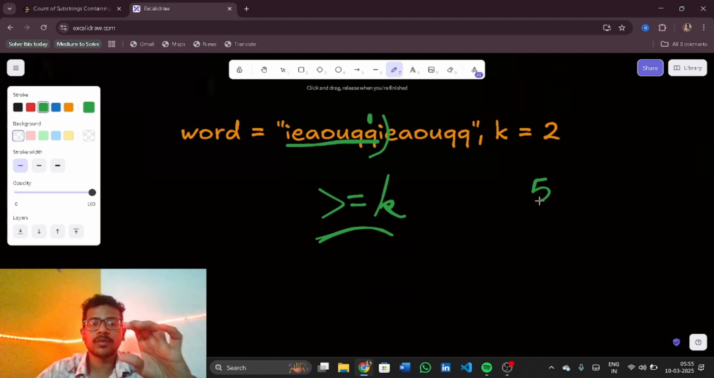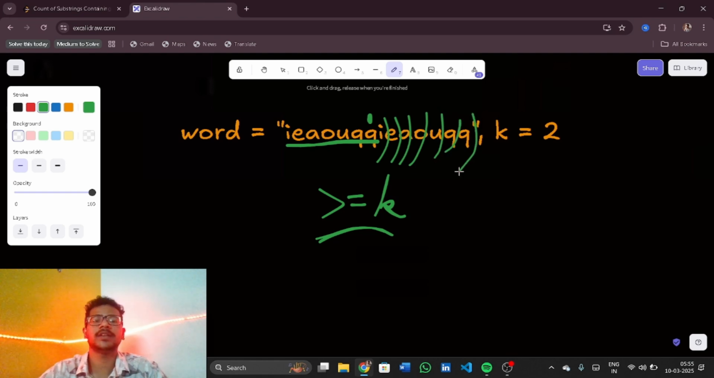What is the count of the vowel A? What is the count of vowel E? I don't mind, but the count of vowels should be 5. If you see, the count of vowels is 5 here itself. Now, 1 here, 2 here, 3 here, 4 here, 5 here, 6 here, 7 and then 8.